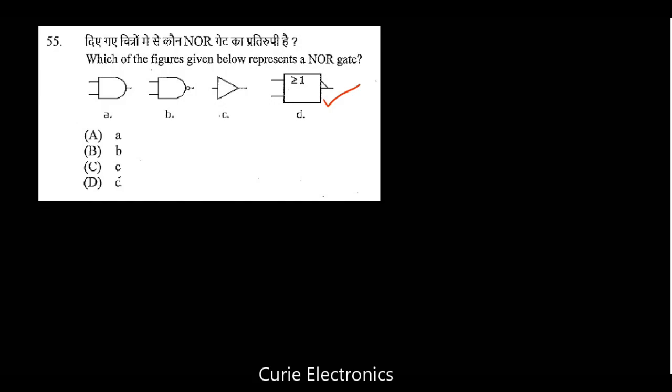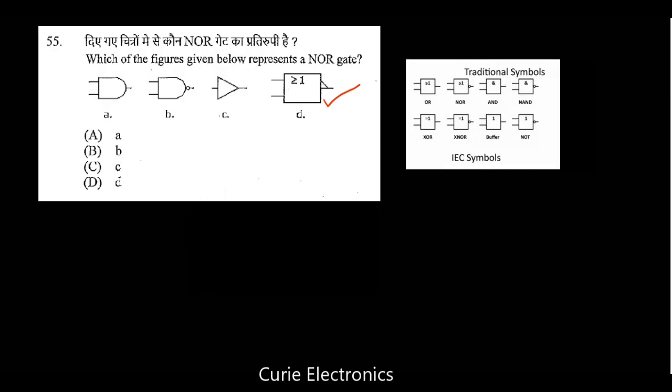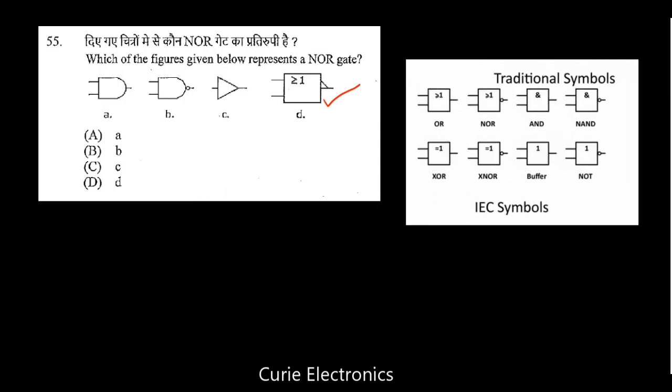I was not aware of IEC symbols. There is something called IEC symbols. Here you can see how OR, NOR and NAND gates are represented, traditional symbols and IEC symbols. So whatever is given here is the NOR gate. Option D is the right answer. I made a mistake initially, so make a note of it and try to learn the traditional symbols as well as the IEC symbols. Let's go to the next question.